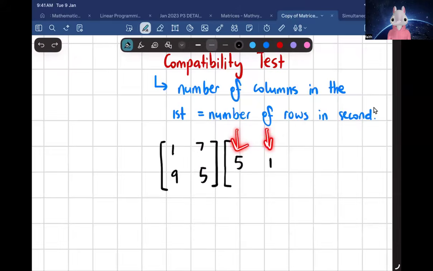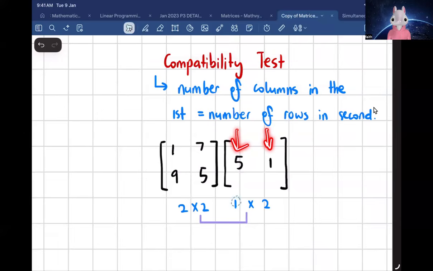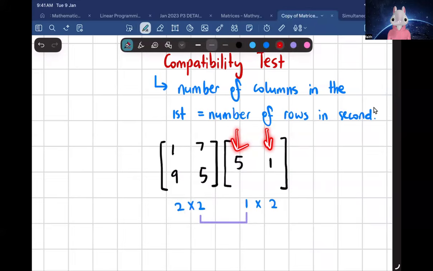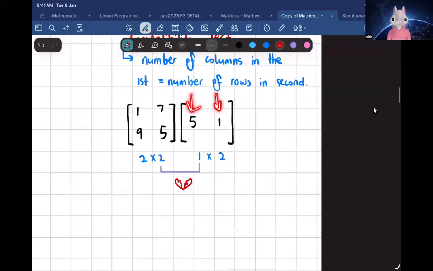Do you think that product will be compatible? No. And the easiest way to check, right? You look at the two numbers in the middle. Are the numbers in the middle the same? No, they are not the same, so it's not compatible.